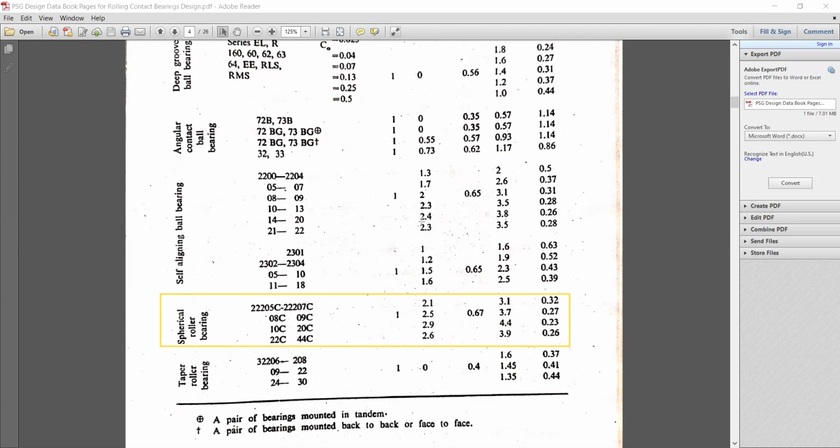So we consider that the FA upon FR ratio is nearly equal, and referring to the value of FA upon FR ratio, the first column is selected. We have selected this column as per the FA upon FR ratio. So the value of X is 0.67 and the value of Y is equal to 3.1. I hope everybody gets the point.